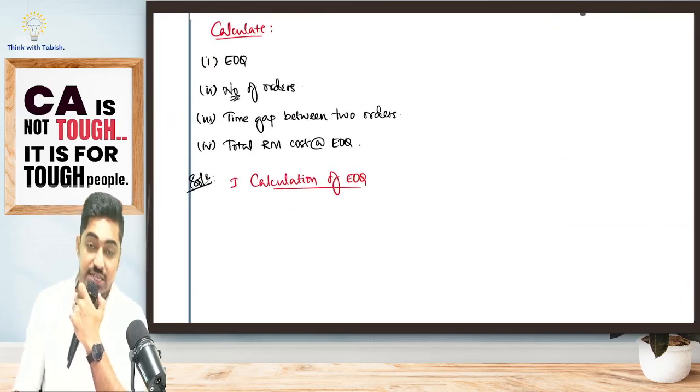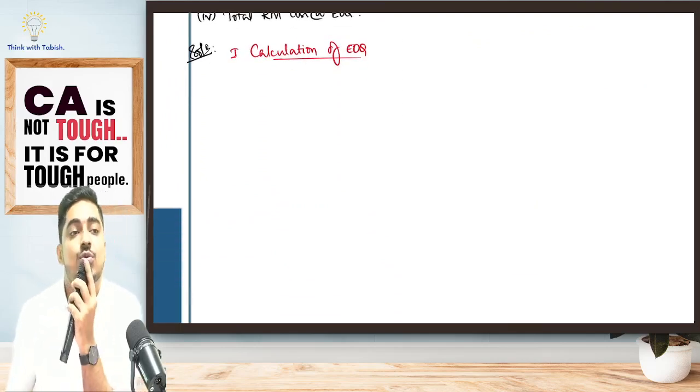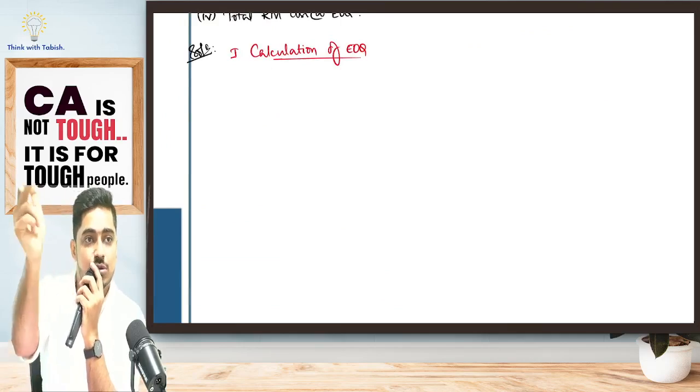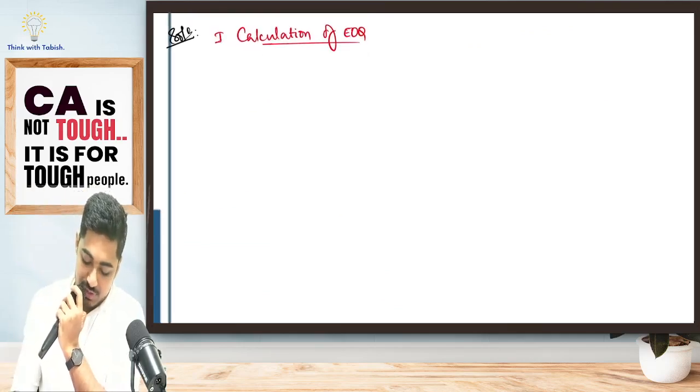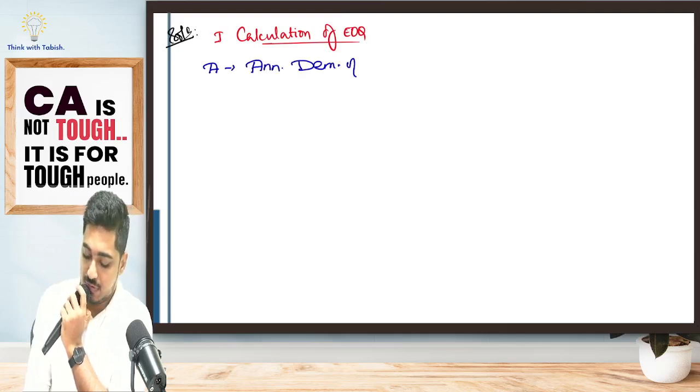Now, first one is calculation of EOQ. To calculate EOQ, what all do I want? A, O, C. First is going to be A. What is A? Annual demand of raw material.